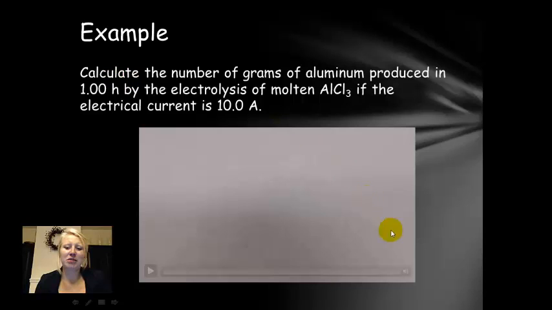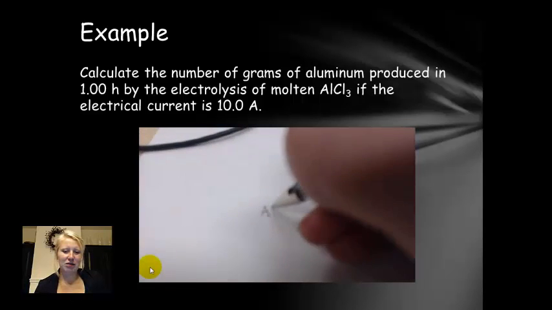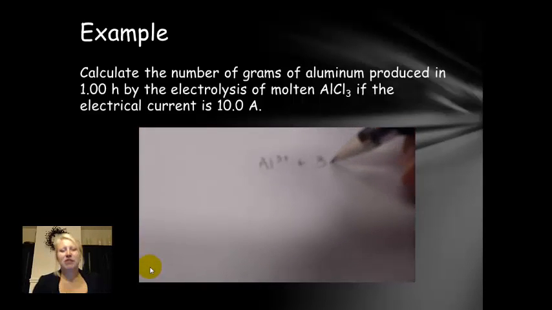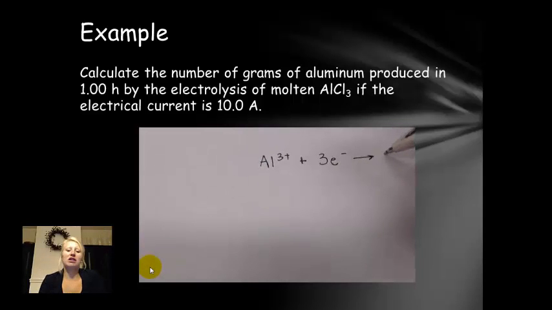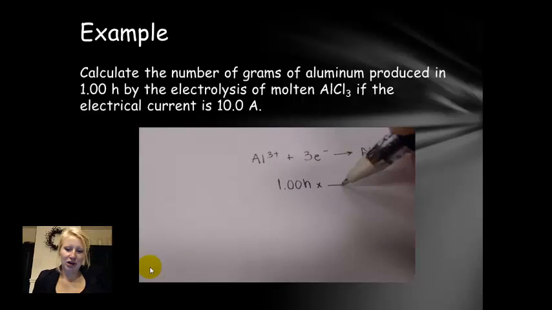Calculate the number of grams of aluminum produced in 1 hour by the electrolysis of molten aluminum chloride if the electrical current is 10 amps. So, the first thing that we know from the problem is that aluminum is being formed from aluminum chloride. So the reaction that we're concerned about is the reduction of aluminum plus 3 to aluminum, Al.